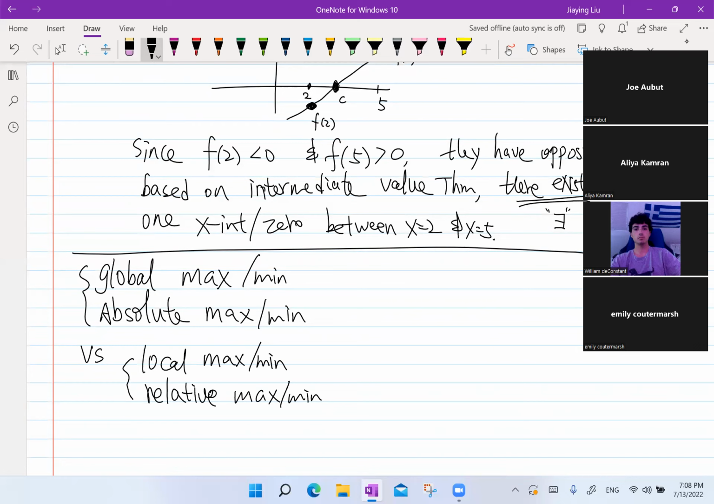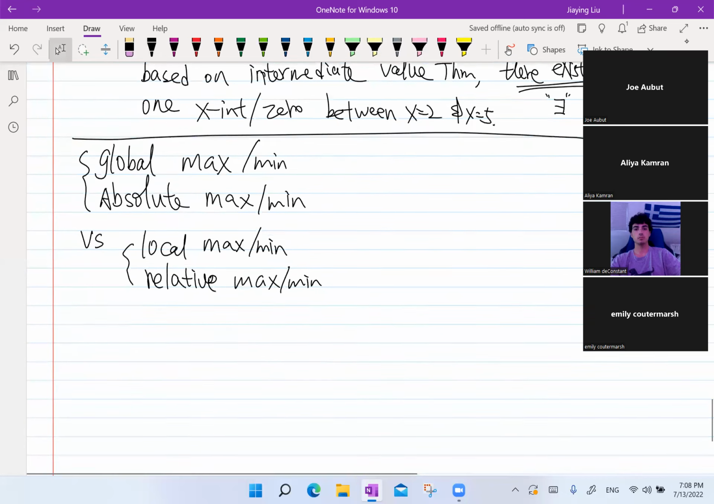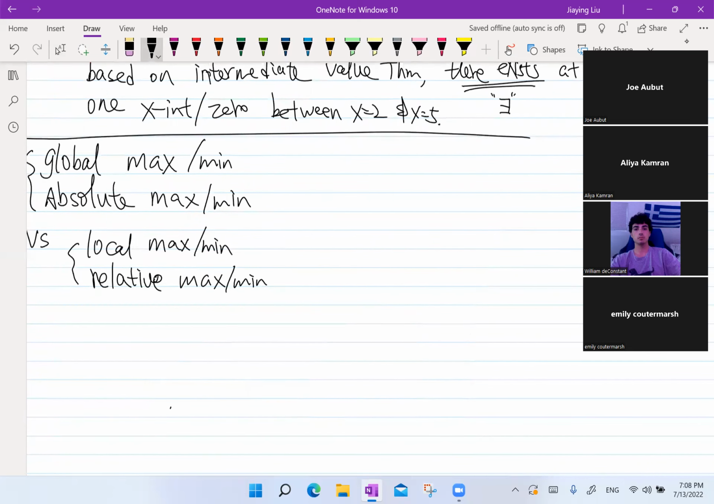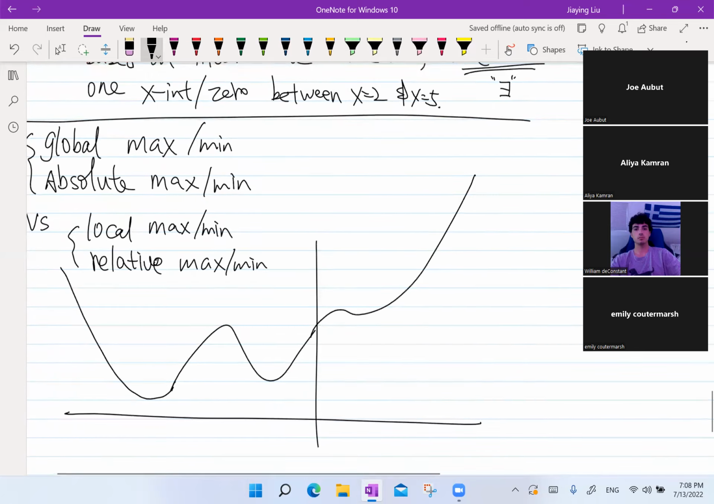I'm not going to go through the definitions because they're fairly straightforward. Global means everywhere on the graph, just like absolute means absolutely the maximum. Local and relative just mean that in a small part of the graph, it's a maximum. So I'm going to use graphs to make it easy. Let's suppose we have a graph that looks something like this, and this is my XY axis.